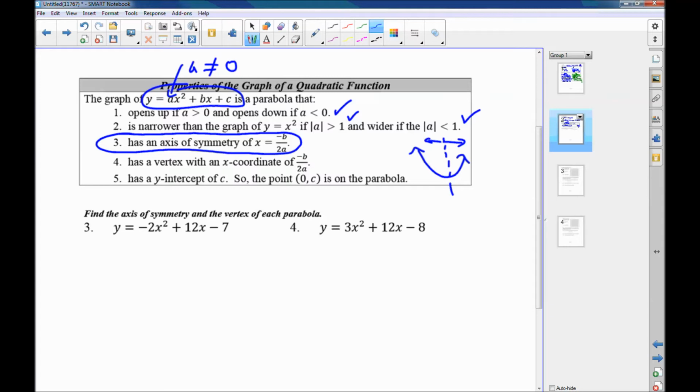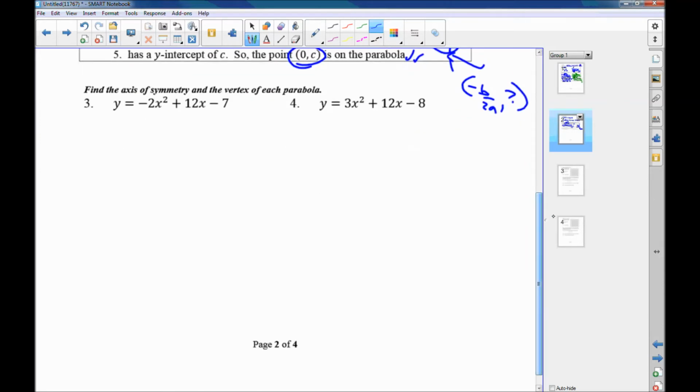Okay. The graph has a vertex with an x-coordinate of negative b over 2a. So this point right here is negative b over 2a comma something. We have to find the something, okay? And then lastly, it has a y-intercept of c, and we learned about this last time, okay? So find the axis of symmetry and the vertex of each parabola. Let's take a look at number 3.